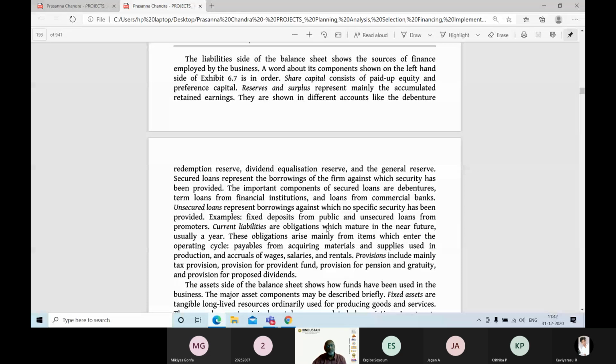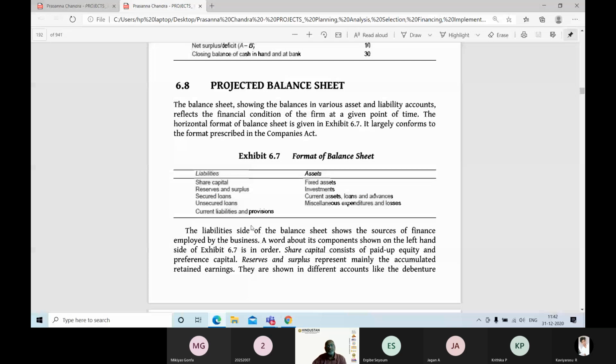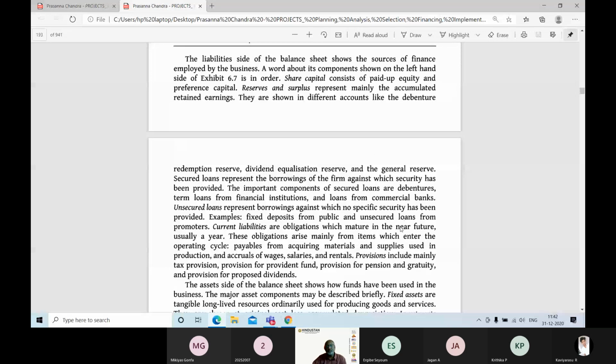Then come the current liabilities and provisions. The current liabilities are obligations which mature in the near future, usually within a year. These obligations arise mainly from items in the operating cycle, such as payables from acquiring materials and supplies used in production, and the accrual of wages, salaries, and rentals. The provisions include mainly tax provision, provision for provident fund, pension, gratuity, and provision for proposed dividends.